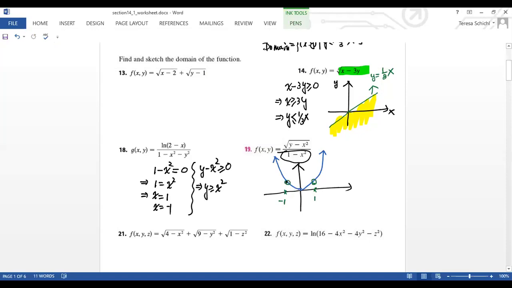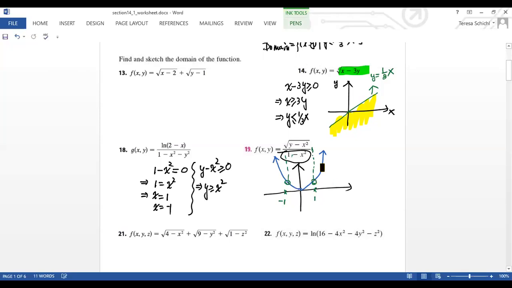And because this is in R2, right? When x equals 1, all the points on the line x equal to 1 cannot be here. All right? So the domain here will be everything inside, but cannot be on these two dotted lines here, right?